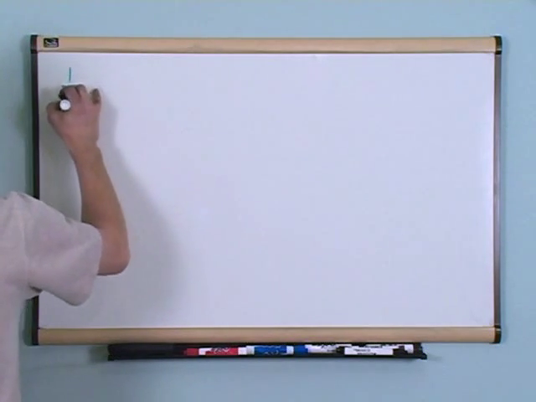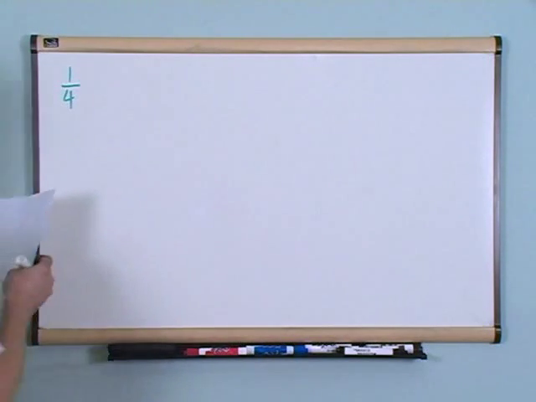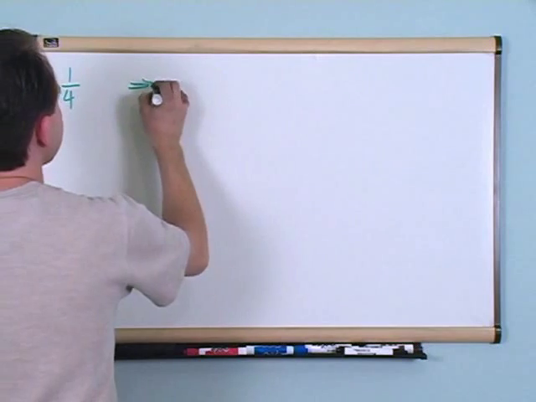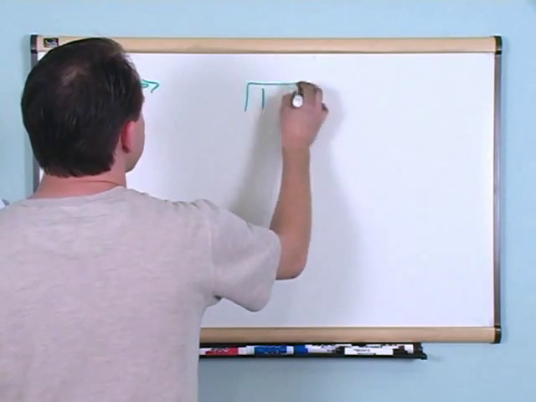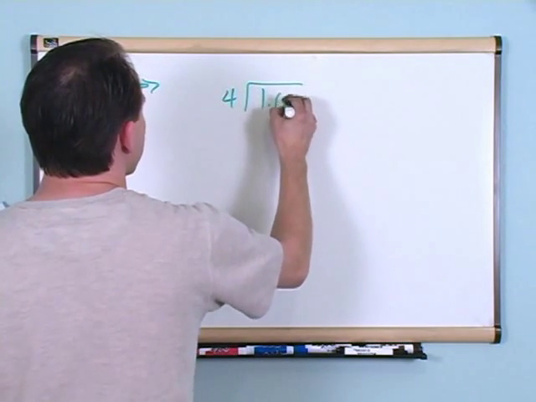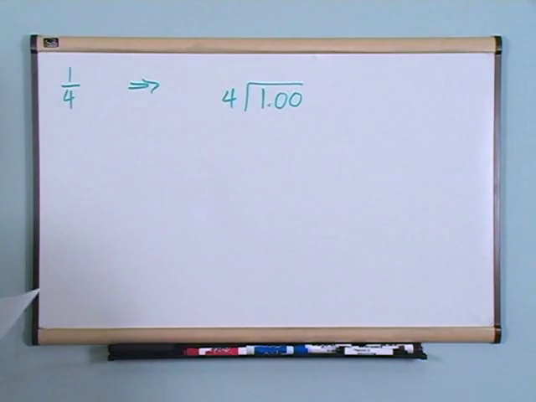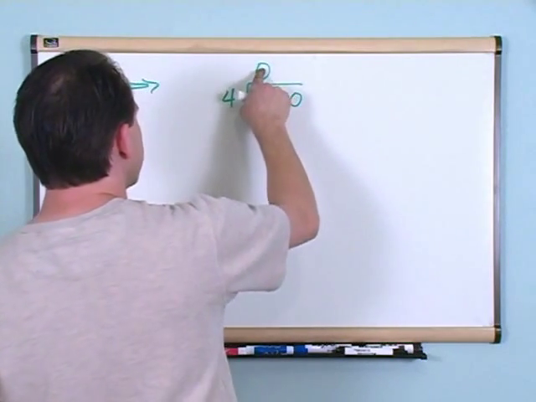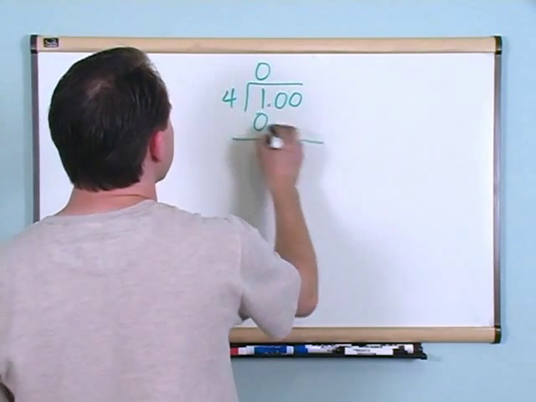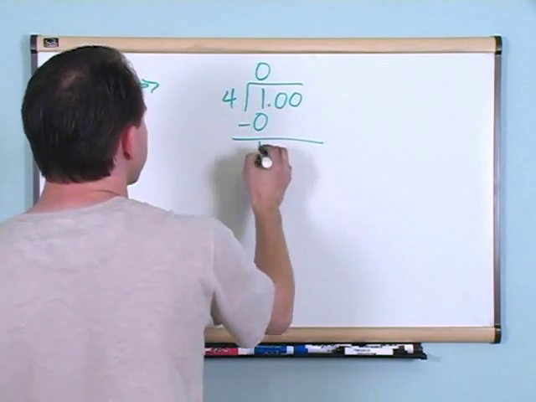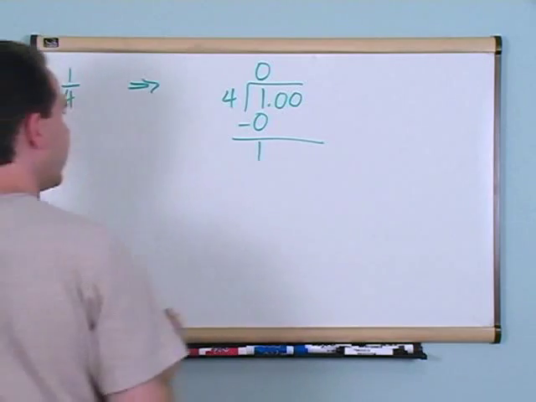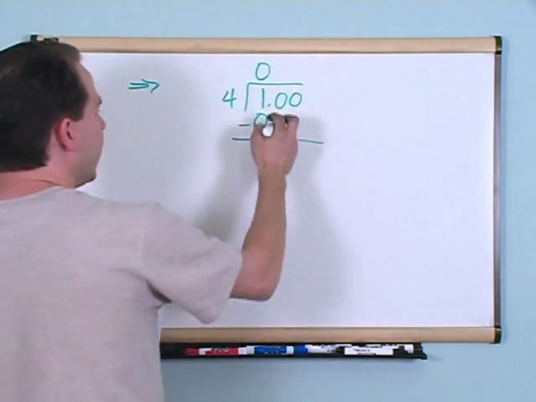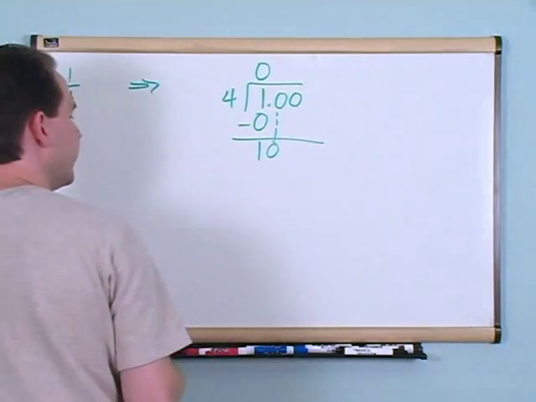Let's try one more. What if I had 1/4? How would I write that as a decimal? Well, I have 1, and I'm dividing by 4. And I'm going to go ahead and put a couple zeros here. Can 4 go into 1? No, it can't, so I'll put a 0. 0 times 4 gives me 0. And I subtract. 1 minus 0 gives me 1. Can 4 go into 1? No, it can't, so I drag down a 0.